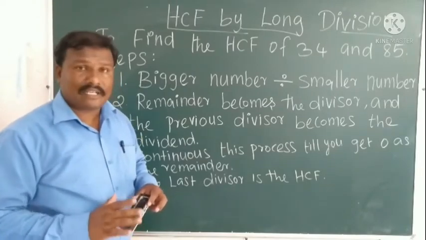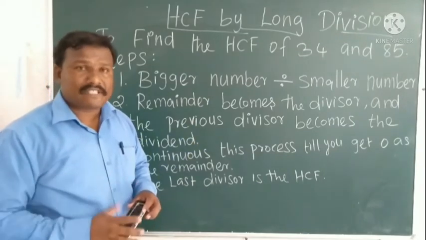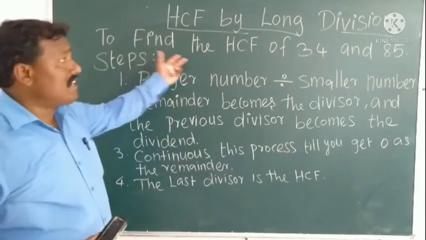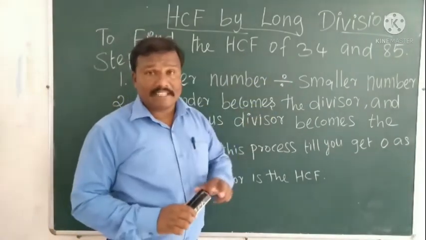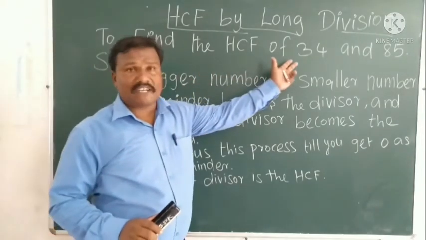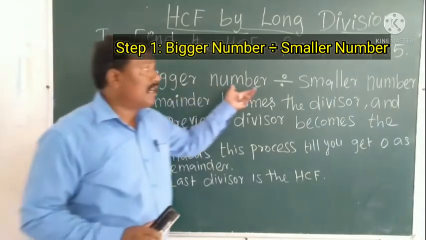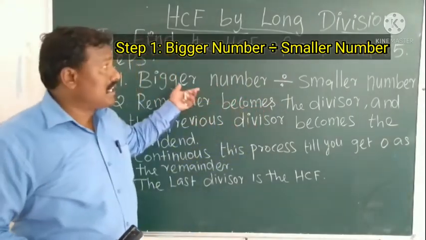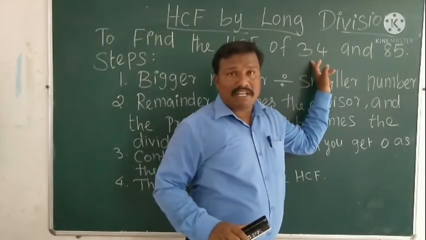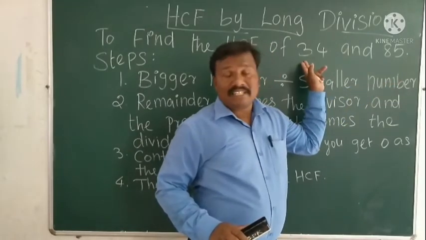If you want to find the highest common factor by using the long division method, there are some steps you have to follow. Here I am taking an example: find the highest common factor of 34 and 85. First step, bigger number divided by smaller number. 85 is the bigger number, 34 is the smaller number. So 85 is the dividend, 34 is the divisor.